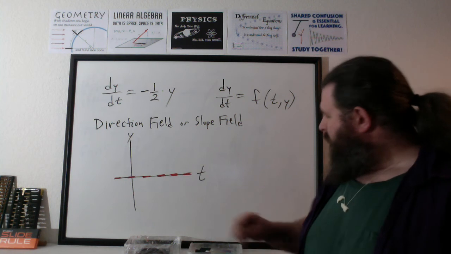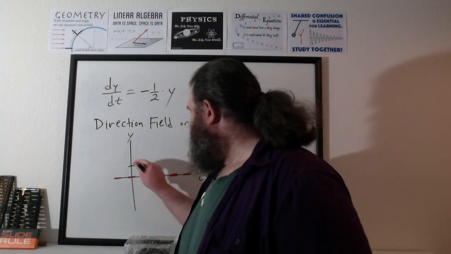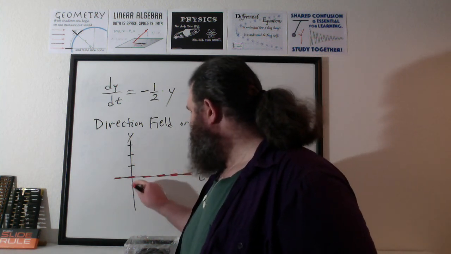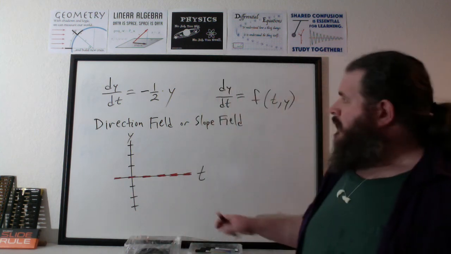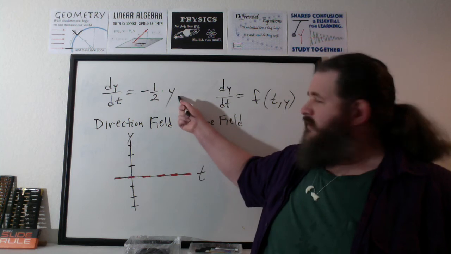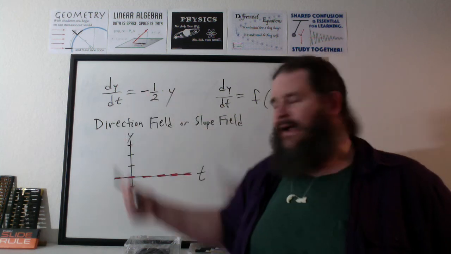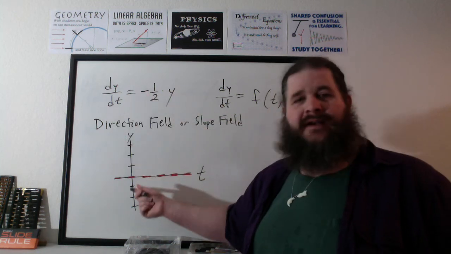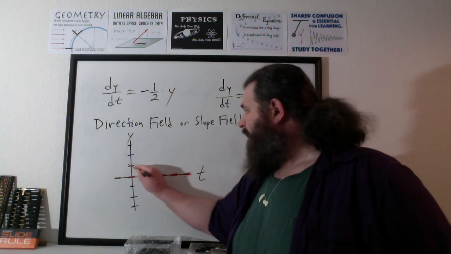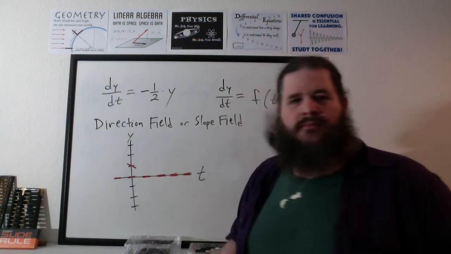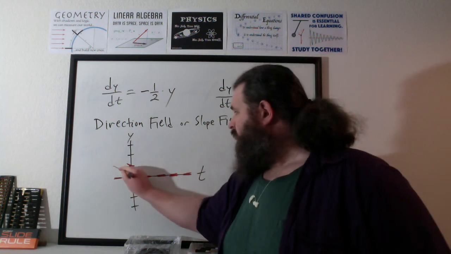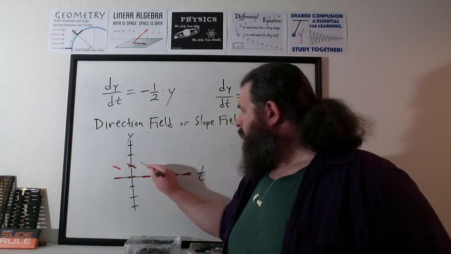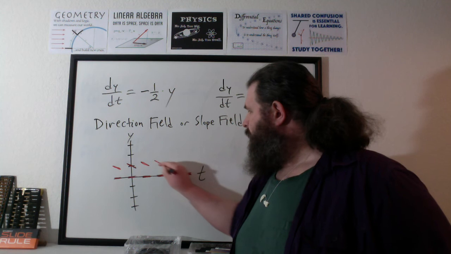Or let's say we plug in some other values for y. Let's say we have 1, 2, 3, negative 1, negative 2, negative 3. See what this looks like. If y is positive 1, positive 1 times negative 1/2 would be negative 1/2. So if the graph goes through this point, it has to do so with slope negative 1/2. And again, the t value doesn't matter. If we go to the right or left, we still get the same slope, negative 1/2. So I'm just going to draw all those out.